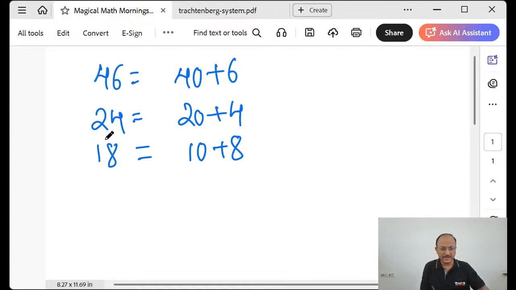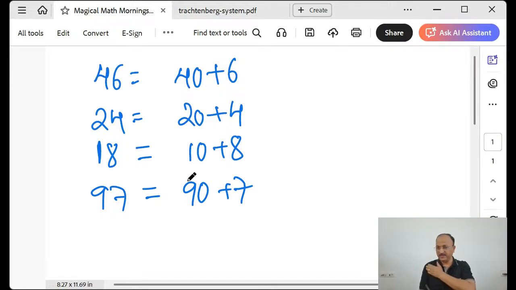That means the tens digit, whatever we have, 1, is multiplied by 10 and 8 is multiplied by 1. This is the basic splitting of the numbers. Correct? Suppose you have 97, it means 9 tens are 90, 7 ones are 7. This is the splitting method.